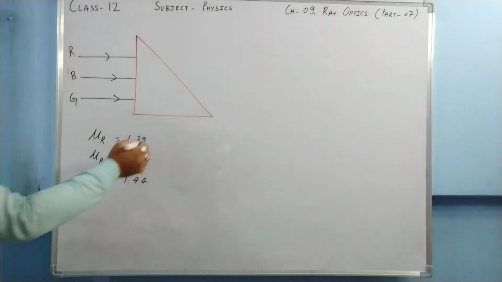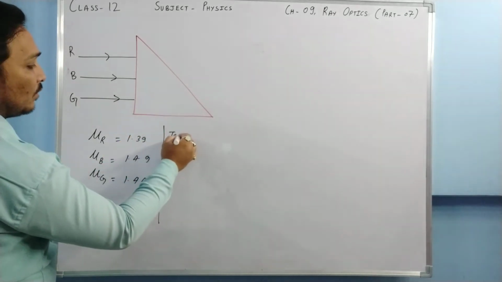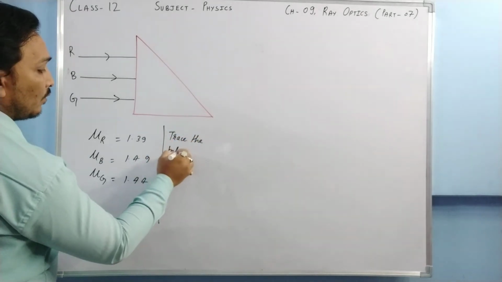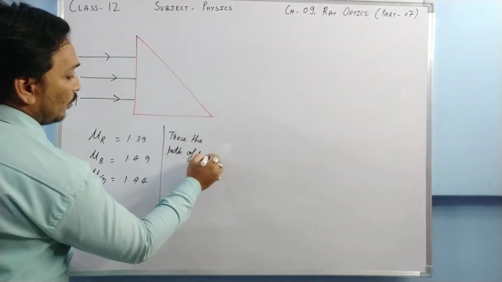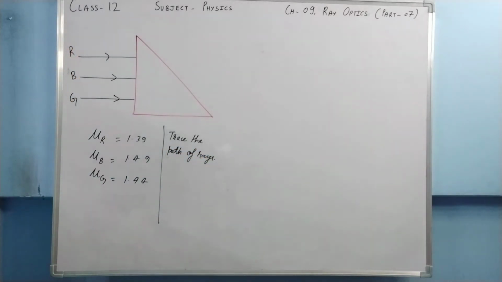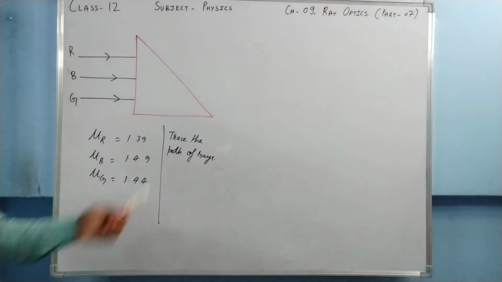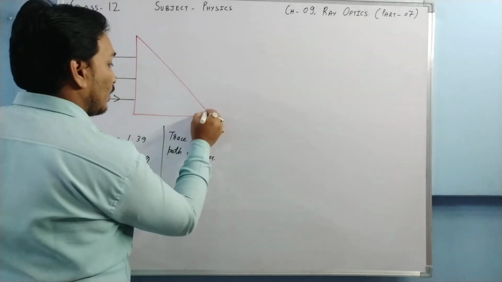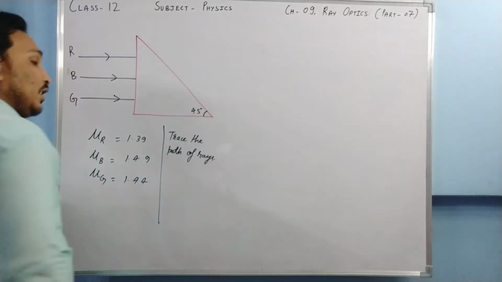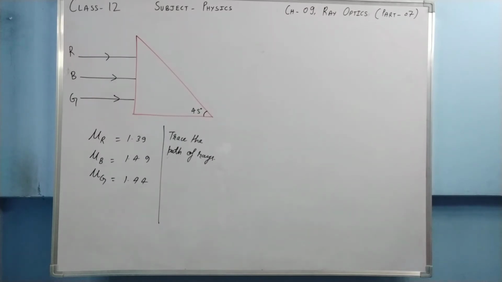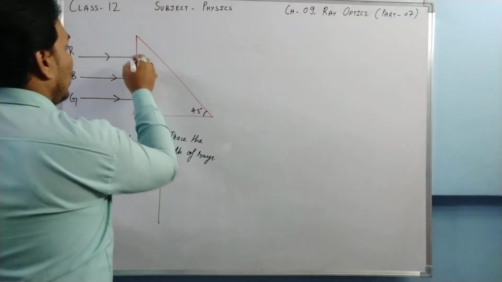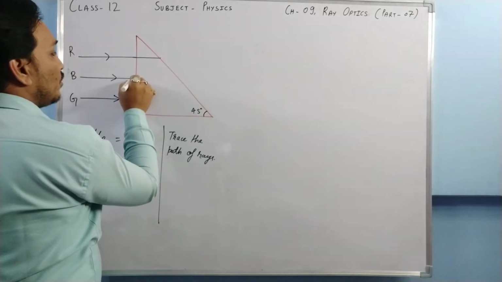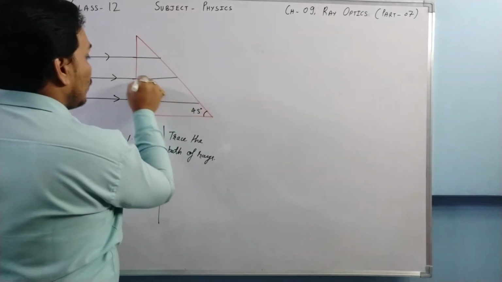Question is, trace the path of the rays. Given all these values, and this is the question, trace the path of the rays. It is also given that the prism is isosceles, so this angle is going to be 45. Now all the rays will not undergo refraction from here, so the rays will all be going like this.